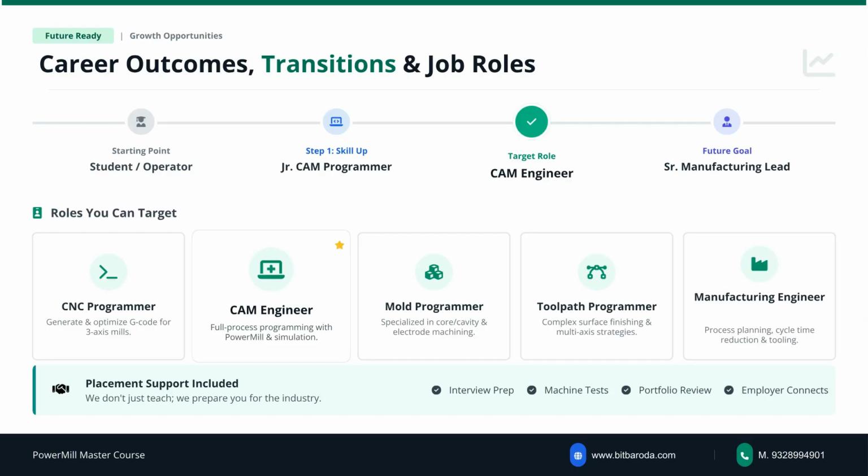This course prepares you for future-ready growth opportunities. Target roles include CNC programmer, mold programmer, and CAM engineer. Placement support is included with interview prep, machine tests, portfolio reviews, and employer connects.